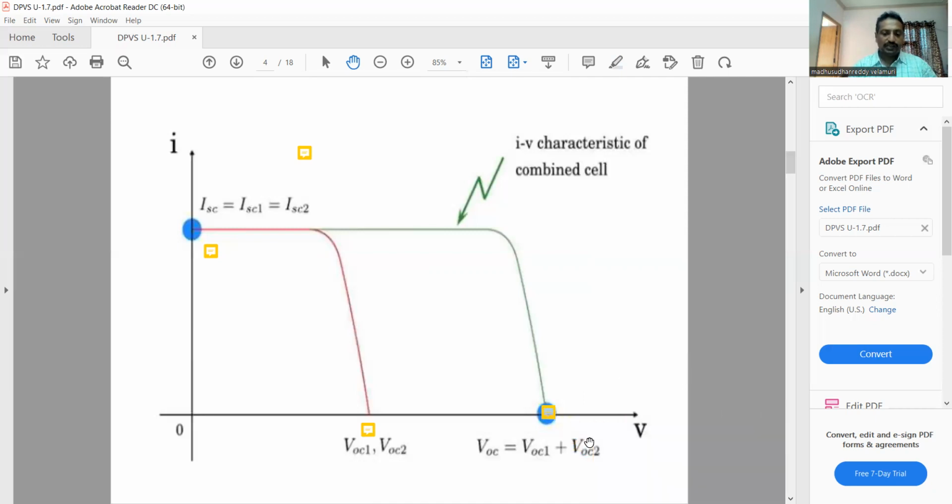Combined cell voltage. So this is about VOC1. When you add these two, see here, yes or no? This is one and this is the other. We combine together: VOC is equal to VOC1 plus VOC2. This is the representation of IV characteristics when identical PV cells are connected.